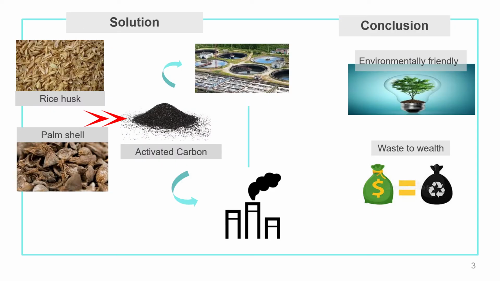So, what is the correlation between agricultural waste and activated carbon? To solve the problem caused by agricultural waste, which is an environmental problem, here comes my solution. Instead of just throwing the waste into the landfill or burning it, it can be recycled and used as raw material, turning it into activated carbon. In this project, I'm focusing on rice husk and palm kernel shell.